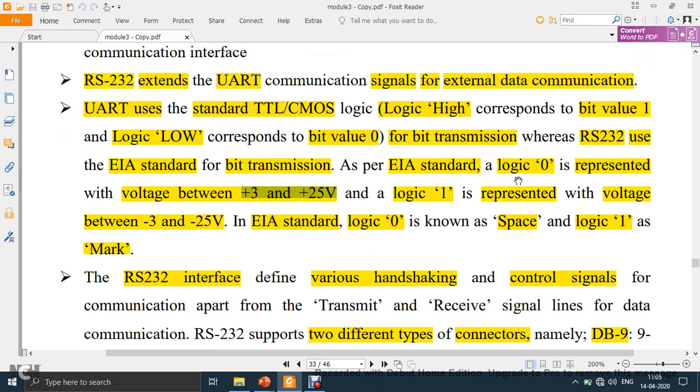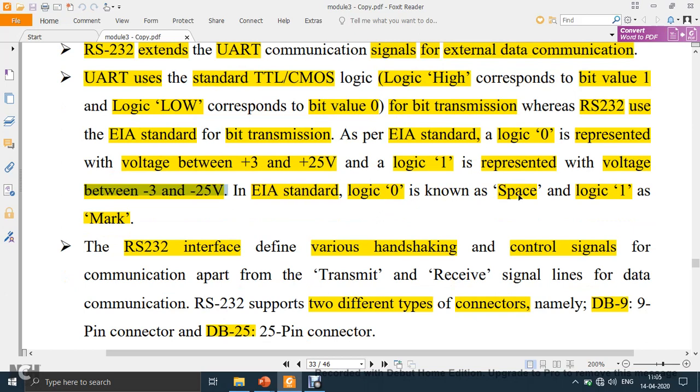Logic 0 is represented by any voltage within the range +3 to +25 volts, and logic 1 is represented by a voltage between -3 and -25 volts. That is the EIA standard. In the EIA standard, logic 0 is known as space, and logic 1 is known as mark. This is the difference.